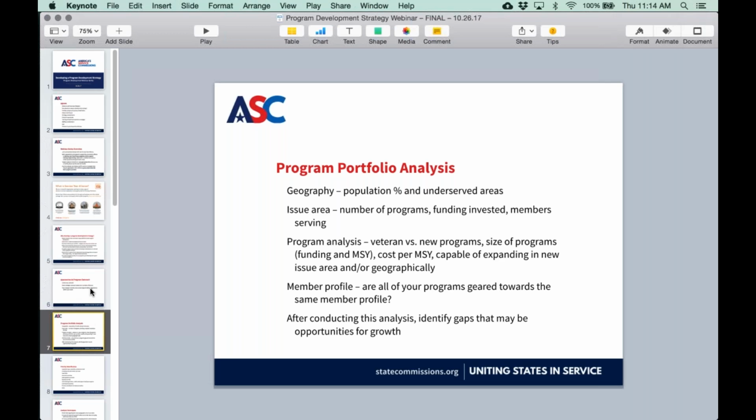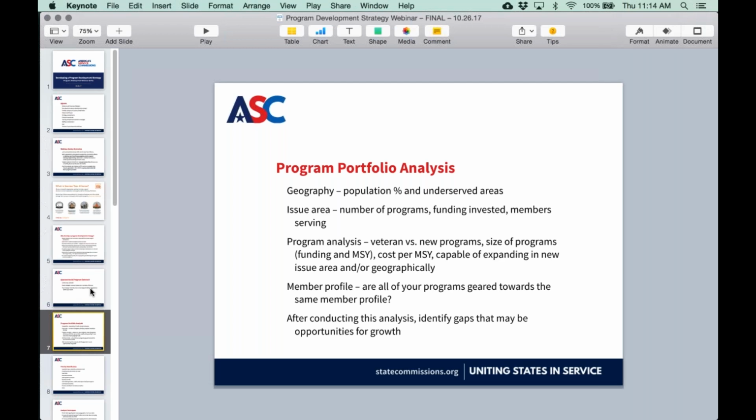Program analysis, better understanding your programs themselves. So how many of your programs are more veteran programs versus newer programs? What are the size of those programs? Are they relatively small? Are they very, very large? Are they in between? So understanding the funding and MSY for each of those programs.